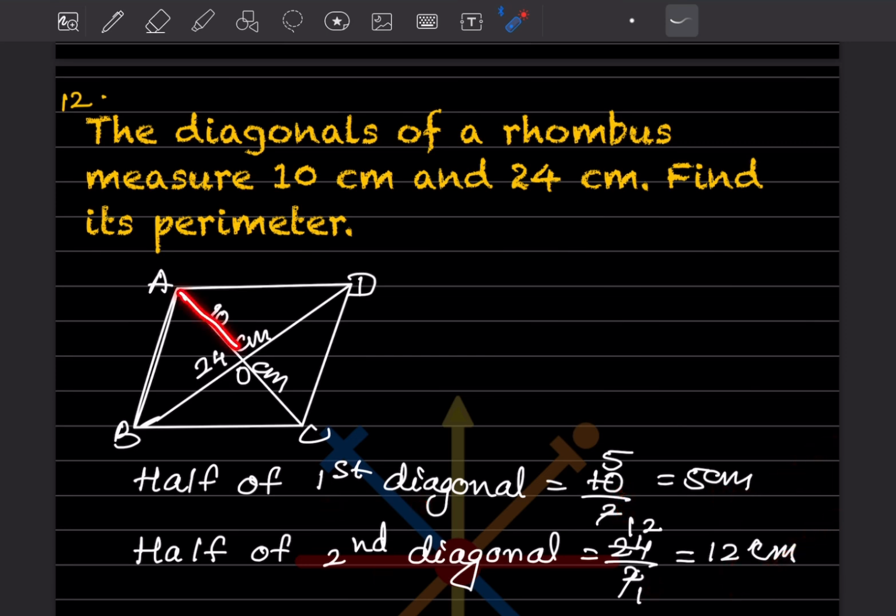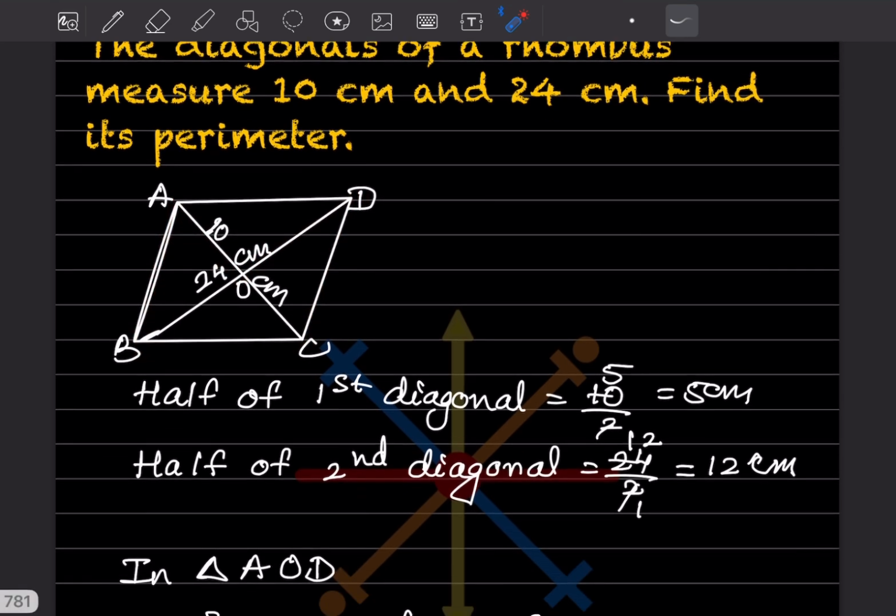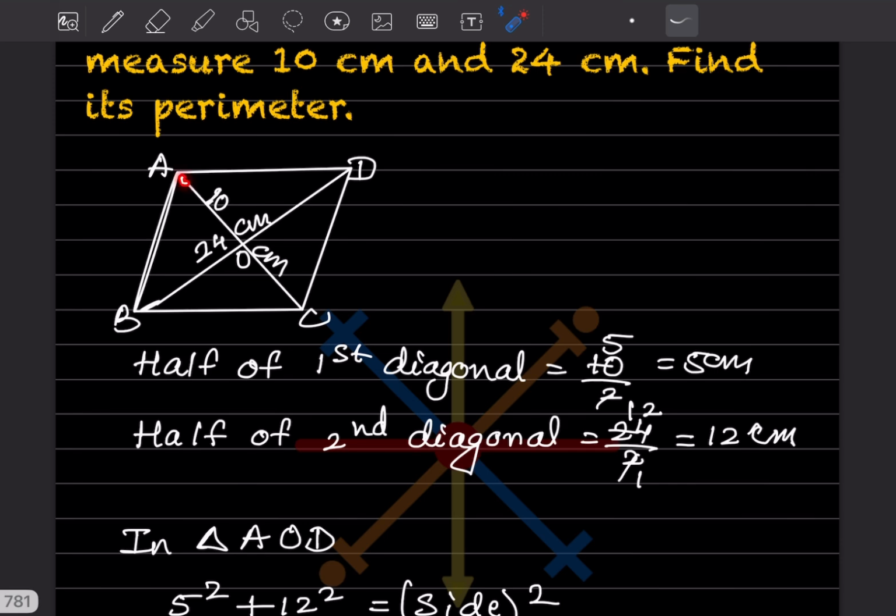Now let us take this triangle. We can take any one, either this or this or this one, because we want the sides. Once we get any one side, the perimeter is going to be the same, as the other sides are equal. So now let us take triangle AOD. Here this is 10, so as I told you, this will be 5 and this will be 5. And this is going to be 12.